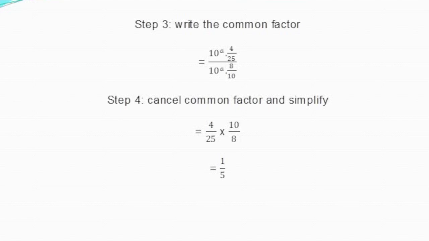Now, no calculator here. 4 divided by itself will give us 1. 8 divided by 4 will give us 2. 10 divided by 2 will give us 5. And also 25 divided by 5 will give us 5. So we are going to have 1 divided by 5.